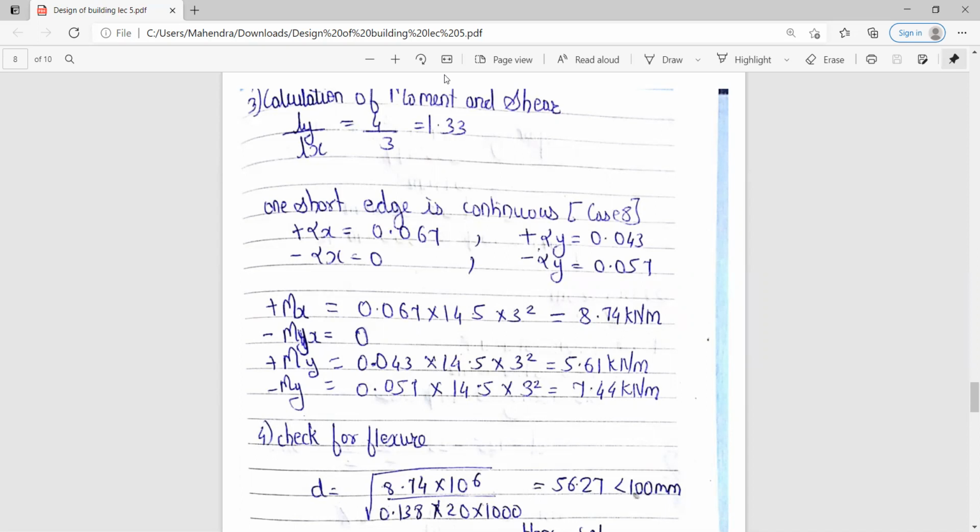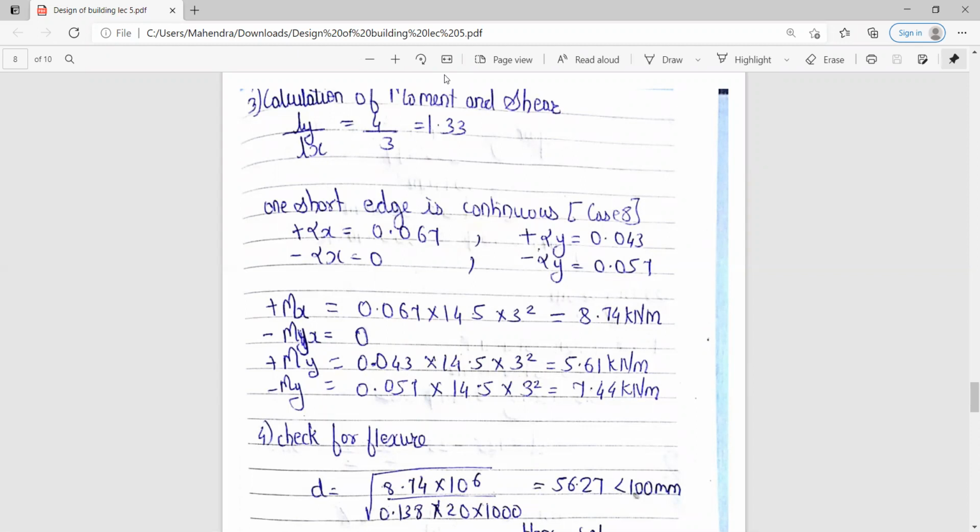Already they had mentioned in the question that minus alpha x will be 0. So minus mx value will be 0 as minus alpha x is 0. So alpha x into w into L square, this will be the formula to calculate the moments for x direction as well as for the y direction.